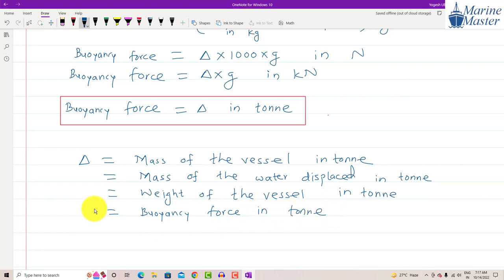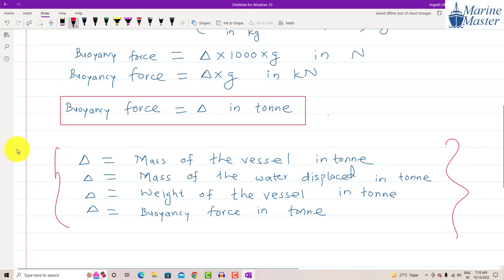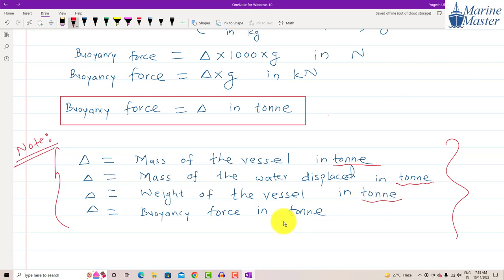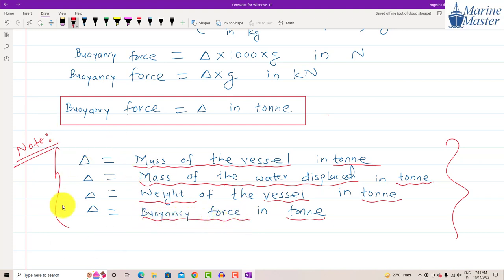So these are the four meanings of displacement, guys. Always keep these four meanings in your mind. We need to make a note. The first meaning is the mass of the vessel, the second is the mass of water displaced, the third is the weight of the vessel, and the fourth is the buoyancy force. All these are in ton. So these are the four meanings of delta.